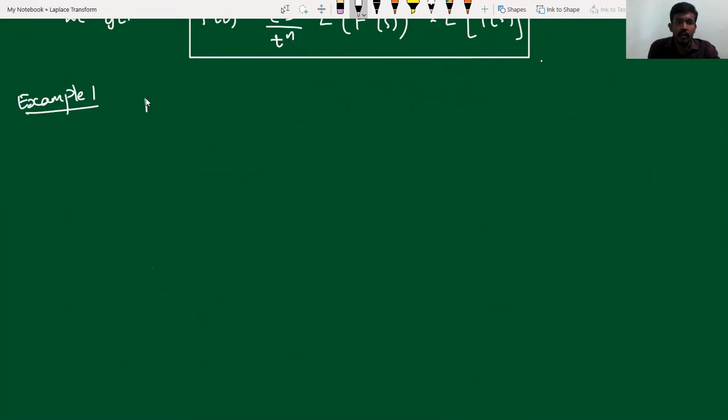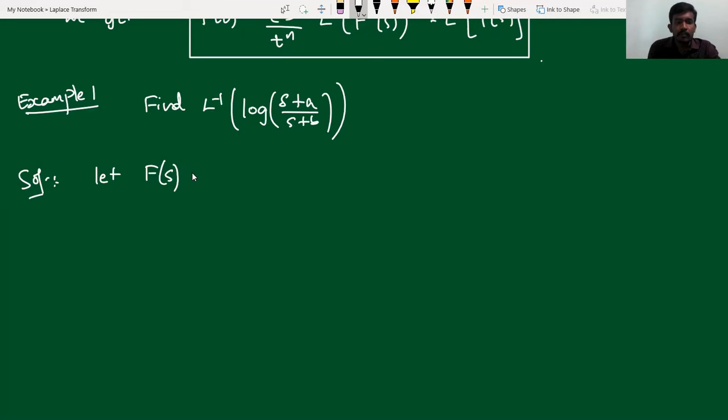Okay, so here I need to find the inverse transformation for the function log of (s plus a) by (s plus b). So coming to the solution part, first we let the given function capital F of s be equal to log of (s plus a) by (s plus b).